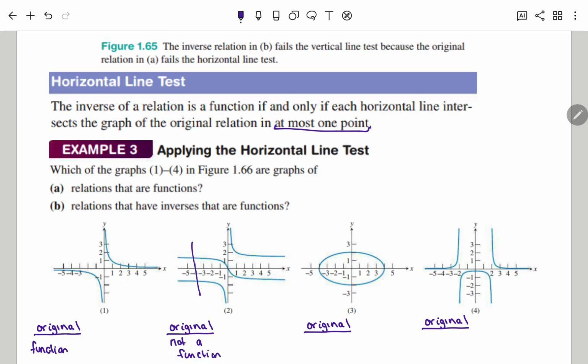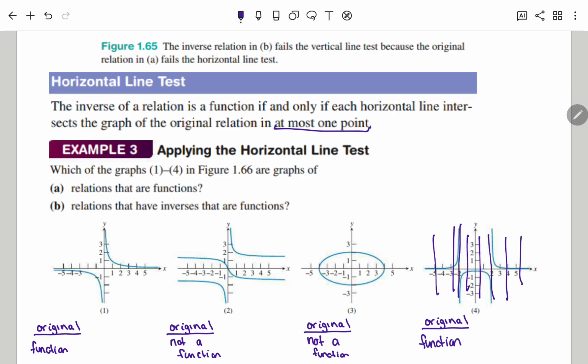Our third one is a circle. We have done this before, or I guess it's an ellipse or an oval. It's not a function, it fails. And our last one will pass, so it is a function.